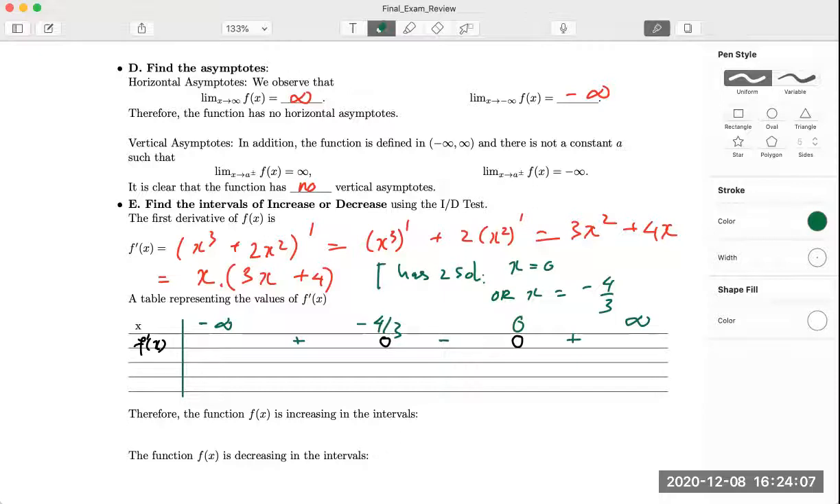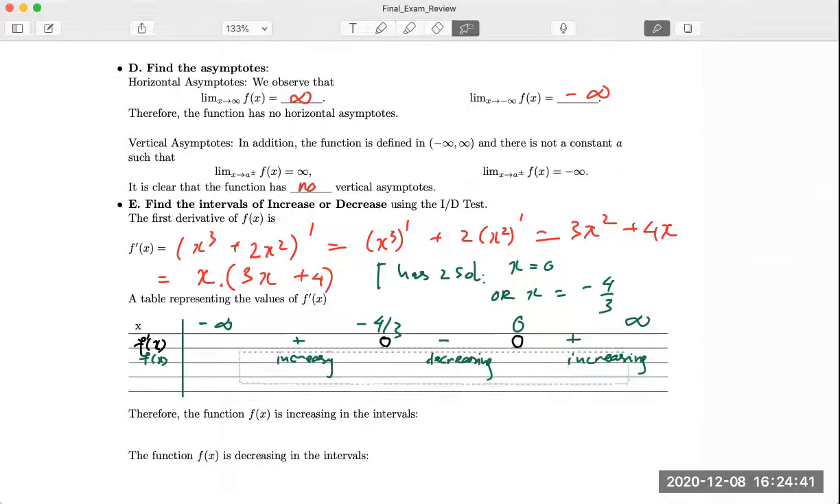Okay, which tells us that the function f of x is increasing on the interval from negative infinity to negative 4/3. If it is negative, then it is decreasing. And again, if positive, it is increasing from 0 to infinity. So let us write some arrows here.